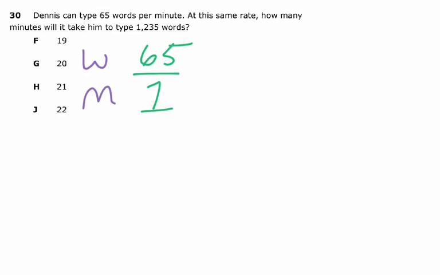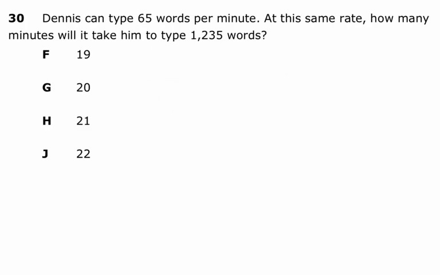Okay, well, how long is it going to take him to type then? Let's switch colors here. 1,235 words at the top, minutes at the bottom. Well, in order to figure out what we're doing here, we need to find a relationship between 65 and 1,235. So how many times does 65 go into that number? So what we need to do is divide 1,235 by 65.